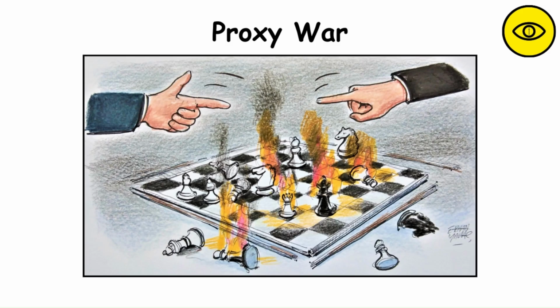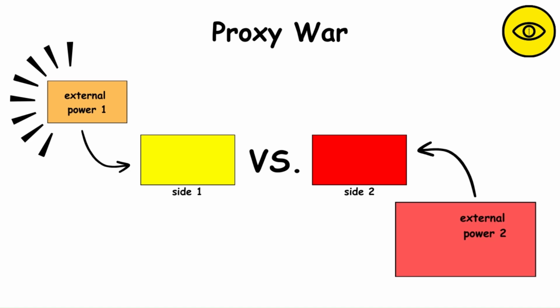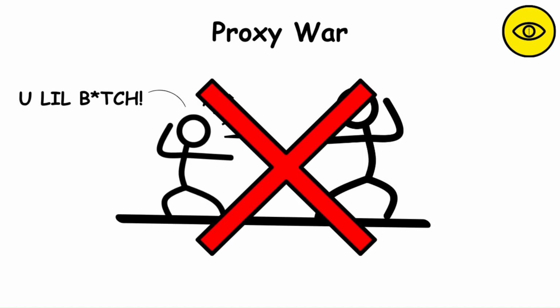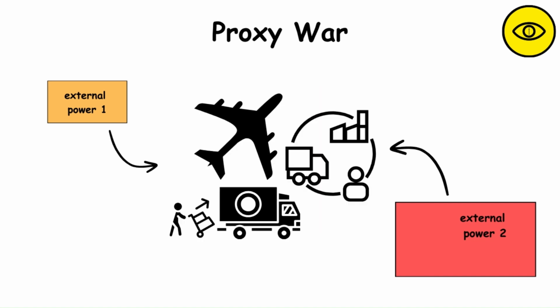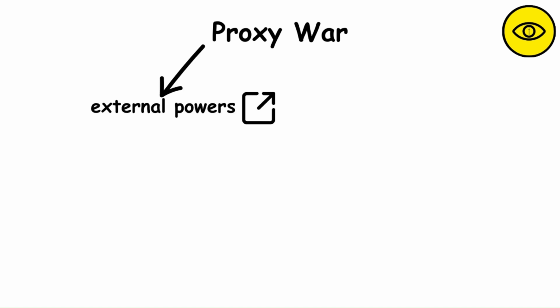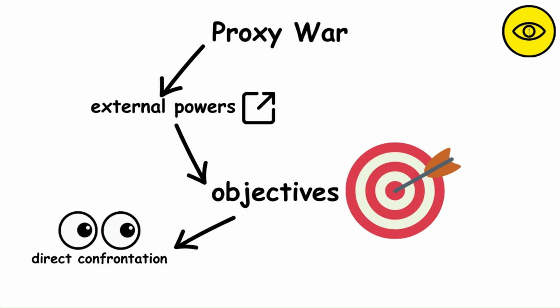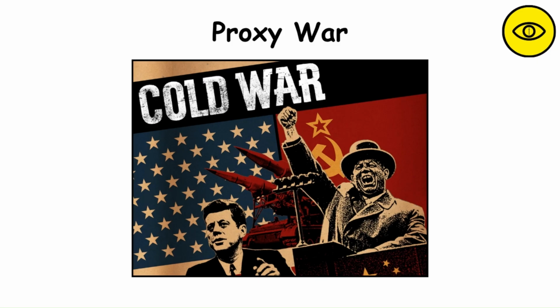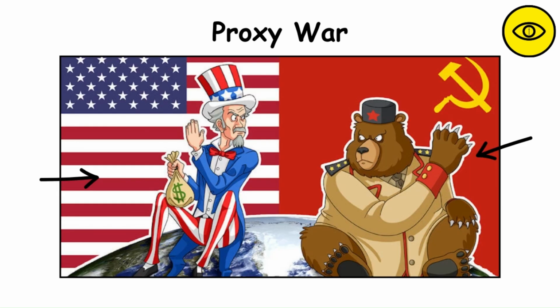Proxy war. A proxy war is a conflict where opposing sides are supported by external powers that do not directly engage in combat themselves. Instead, they provide military, financial, or logistical support to local or regional forces aligned with their interests. This allows external powers to pursue their objectives without risking direct confrontation. Examples include the Cold War-era conflicts in Vietnam, Afghanistan, and Angola, where the United States and the Soviet Union supported opposing factions.